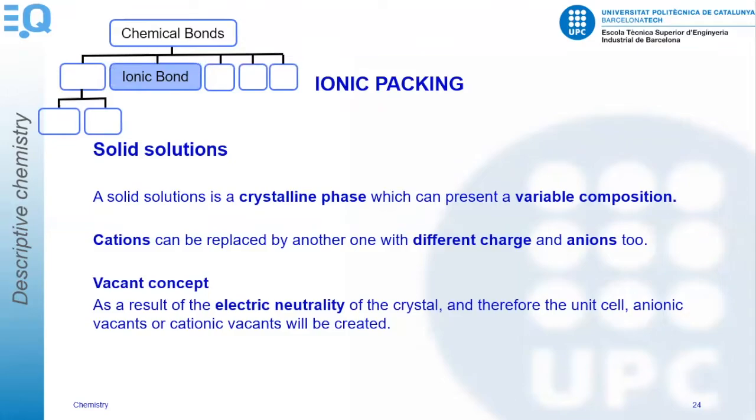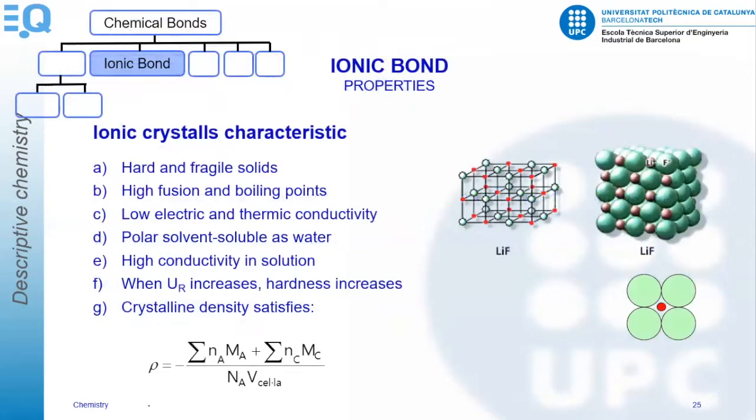What are the ionic crystals' characteristics? That's a good question. Now, let's see. They're usually hard and fragile solids. They have high fusion and boiling points. They have low electric and thermic conductivity. They are soluble in polar solvents such as water. They have high conductivity in solution. And when the lattice energy increases, the hardness also increases. And they have a crystalline density that goes according to this formula.